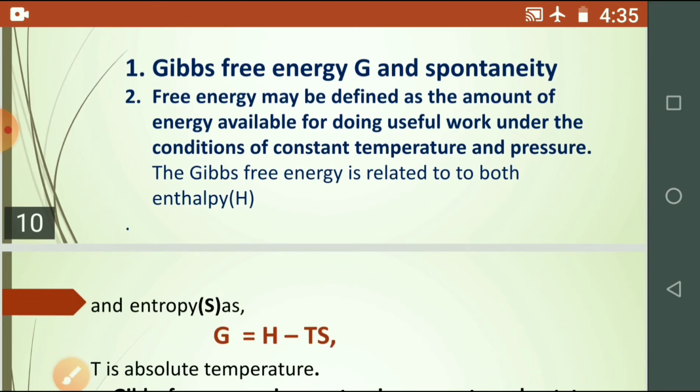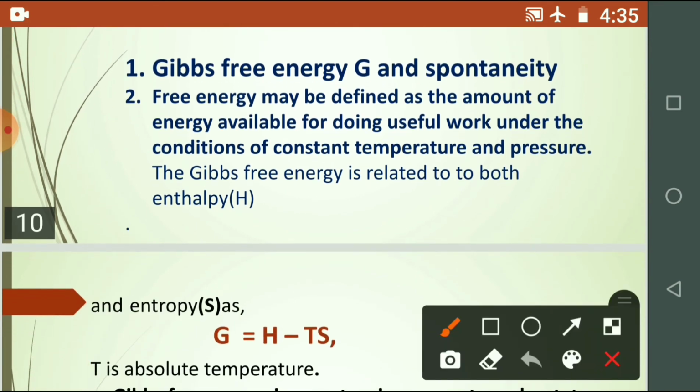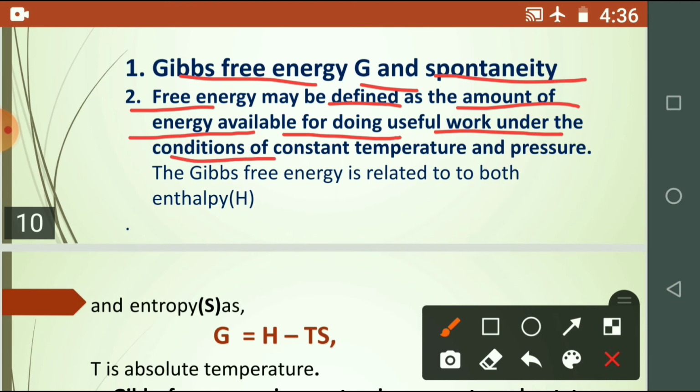One more thermodynamic property we are going to study, that is Gibbs free energy, denoted by G, and spontaneity. We say that a process may occur by itself. How does that happen? That is given by free energy change. So what is this free energy? Free energy may be defined as the amount of energy available for doing useful work under the conditions of constant temperature and pressure. In any system, there is some amount of energy that can be utilized for doing some useful work.